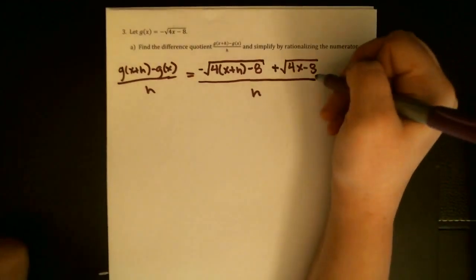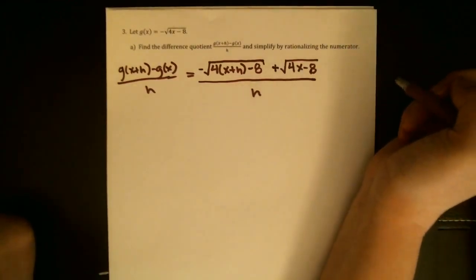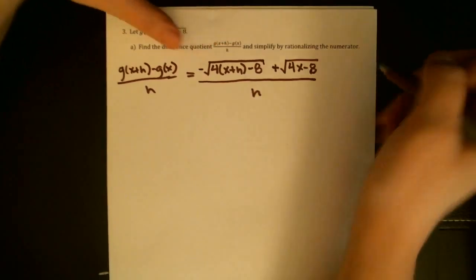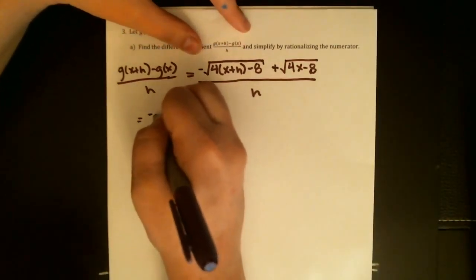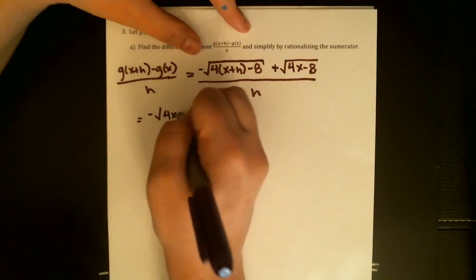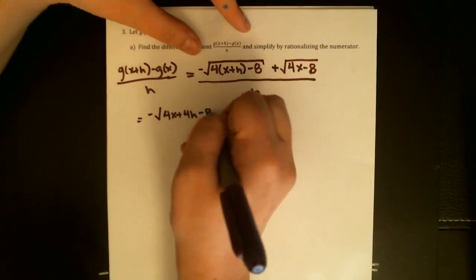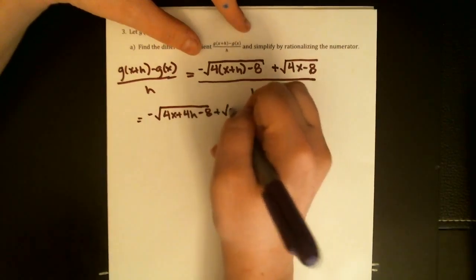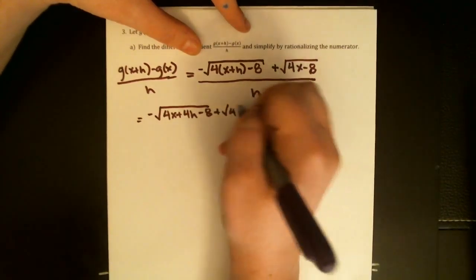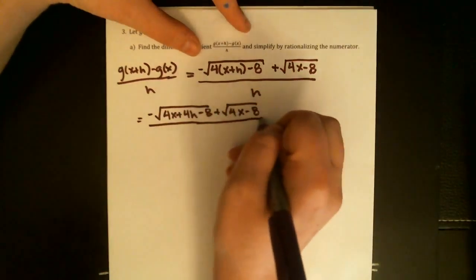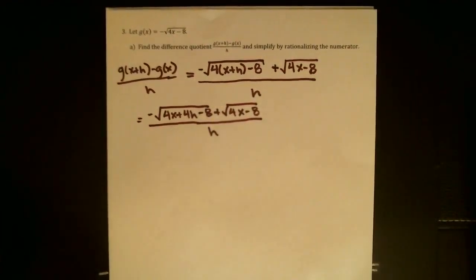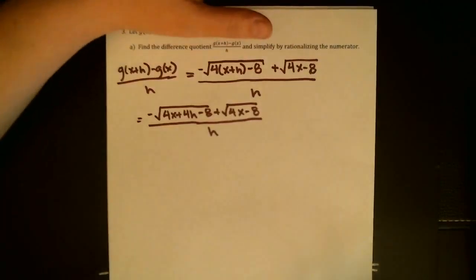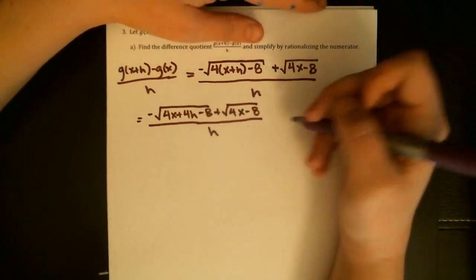all over h. Okay, so there's my full setup, and I'm going to have to rewrite again to make my next step fit. So I'm going to go ahead and distribute a negative: negative square root of 4x plus 4h minus 8 plus the square root of 4x minus 8, all over an h. And again, your goal when you're simplifying these things is to clean up the numerator to the point where you can factor an h out to cancel the bottom h. So our goal is that we can plug 0 in for h, which can't happen until this h is canceled.